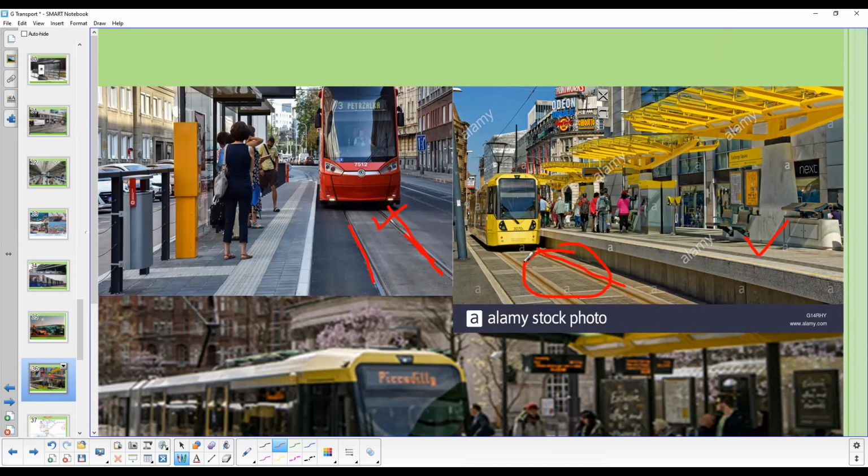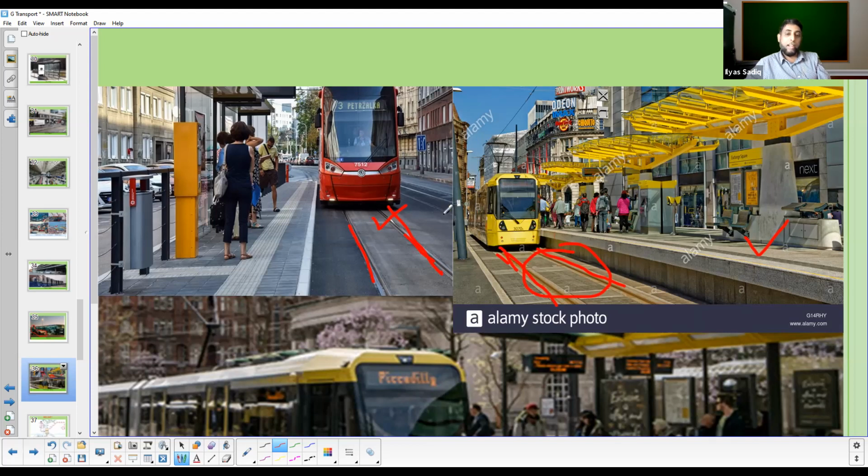Yes, and it's electric, I think. It could be different, but the main difference is that it has a track, like a railway track. This is a tram track. The bus is on the road, right? The tram is on the track, while the bus is on the road.